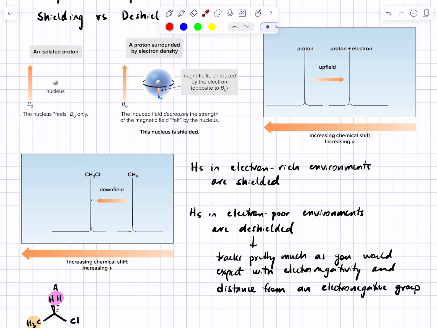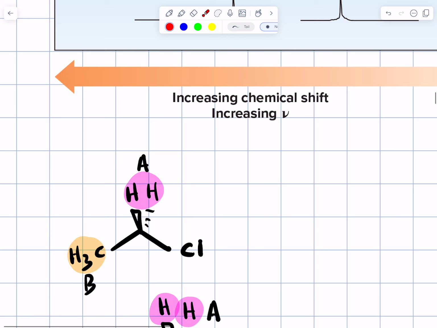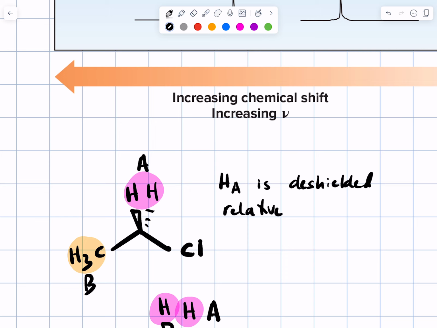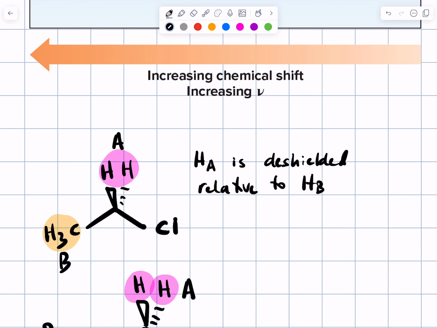Being adjacent to a more electronegative atom would lead you to being more deshielded, or being closer to an electronegative atom should lead you to becoming more deshielded. As an example, in chloroethane, the A protons are deshielded relative to the B protons. The signal for the HA protons is deshielded relative to HB. Why? Due to proximity to the electronegative chloro group.